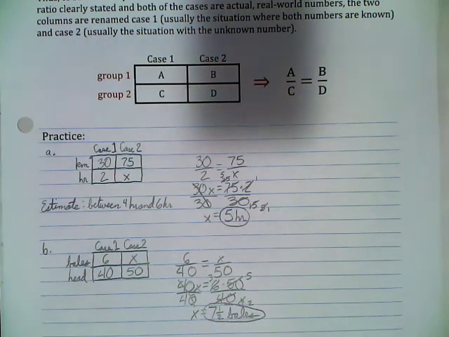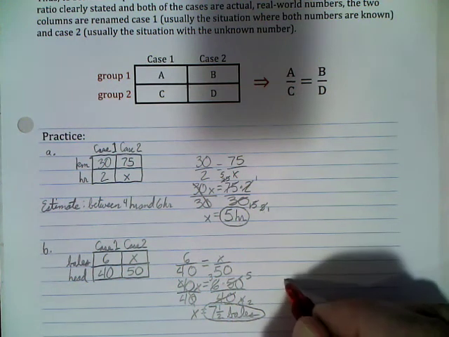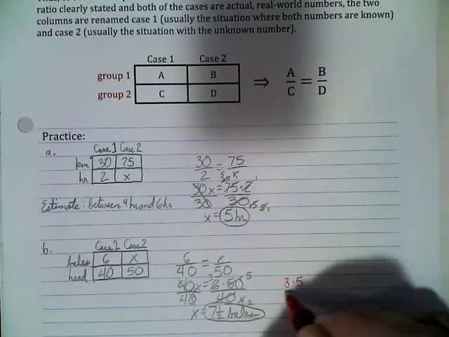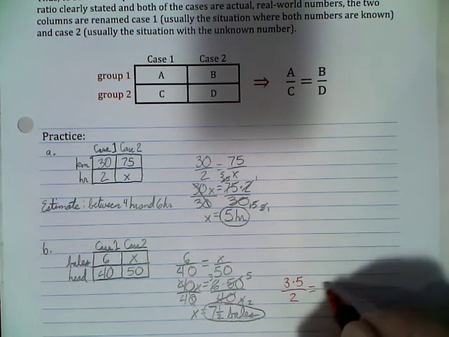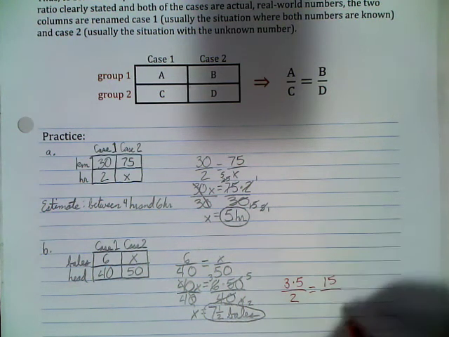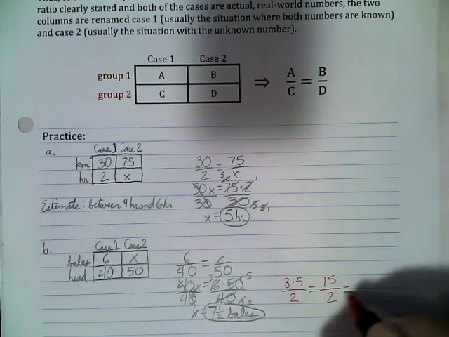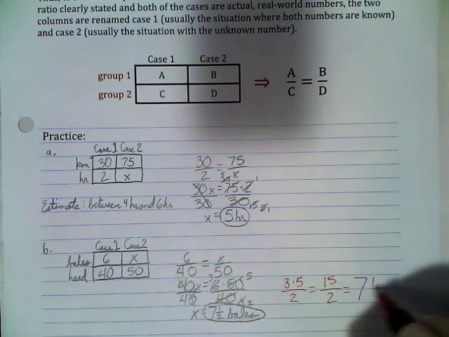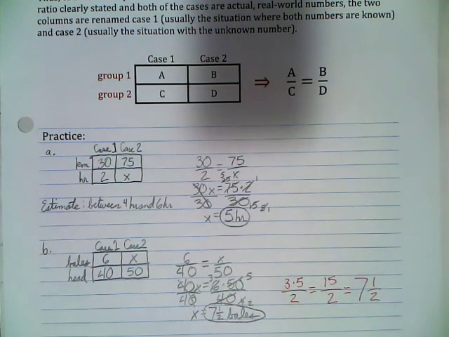So again, where did the 7 and a half come from? It came from our reduced 3 times 5 over 2. 3 times 5 is 15, and then over 2, which is 7 and a half. 2 goes into 15 7 times with 1 left over.